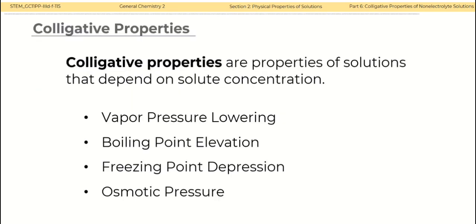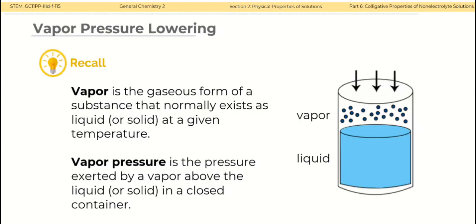Colligative properties are properties of solutions that depend on solute concentration. These properties are vapor pressure lowering, boiling point elevation, freezing point depression, and osmotic pressure. Recall that vapor is the gaseous form of a substance that normally exists as liquid or solid at a given temperature. Vapor pressure is the pressure exerted by a vapor above the liquid or solid in a closed container.